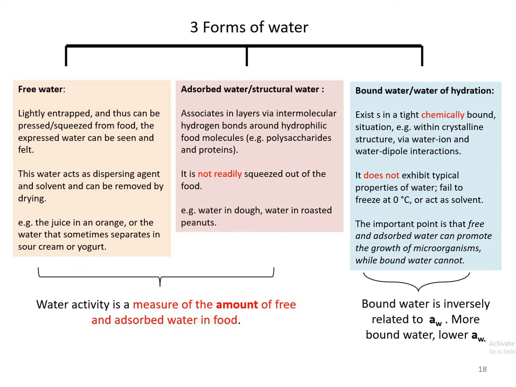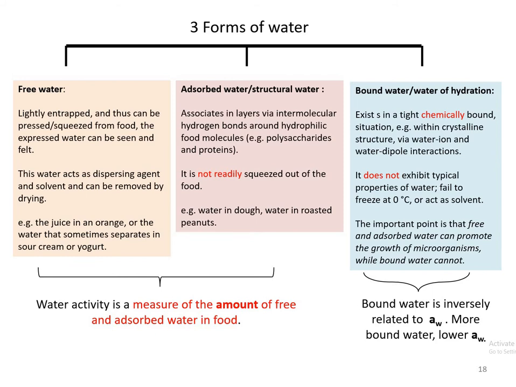There are intermolecular hydrogen bonds around the hydrophilic food molecules like polysaccharides and proteins. So this bond between proteins and water makes the water not readily squeeze out of the food. You cannot squeeze the dough and expect the water to come out. It's there. So anyway, when we measure water activity, we are measuring the amount of free and adsorbed water in food.